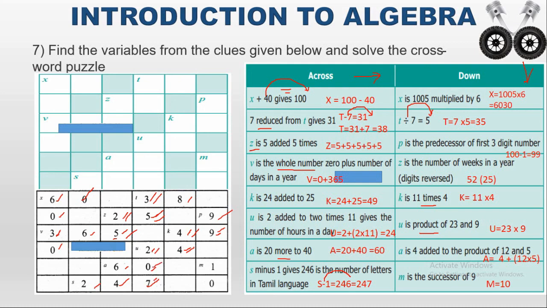Then A is 4 added to the product of 12 and 5. So that is A equals 4 plus 12 into 5. So 12 into 5 is 60. 60 plus 4 is 64. So you have to write here 64. M is the successor of 9. Successor means after. So after 9 is 10. So the M value can be written as 1, 0, 10.